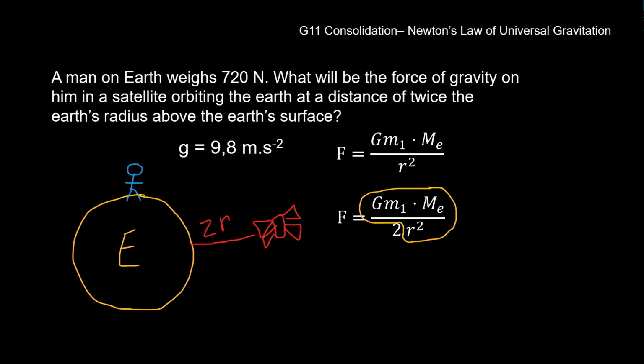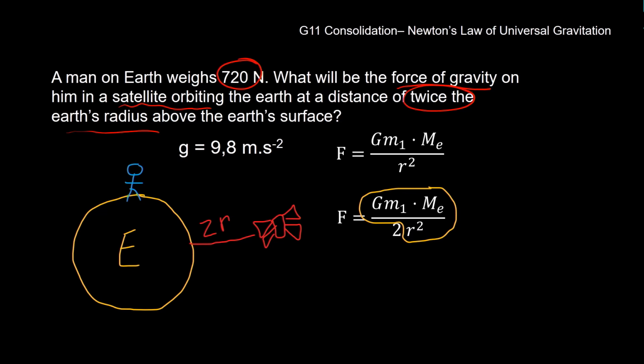So I have this terribly drawn picture. I know it looks like a butterfly of some sort, but it is actually a satellite. A man on Earth weighs 720 newtons. What will be the force of gravity on him in a satellite? Okay, he's in a satellite now, orbiting the Earth at a distance twice that of the Earth's radius above the Earth's surface. Oh, okay, let's not freak out too much.